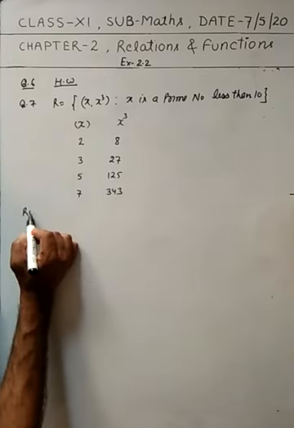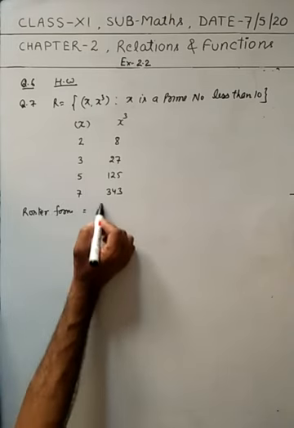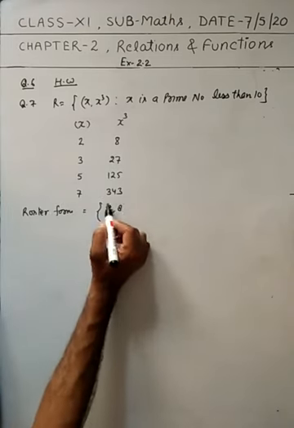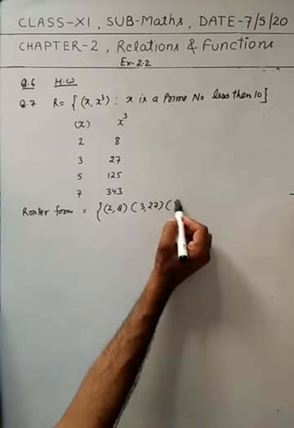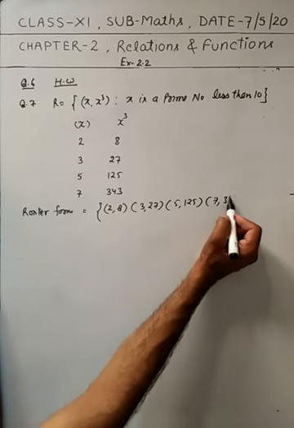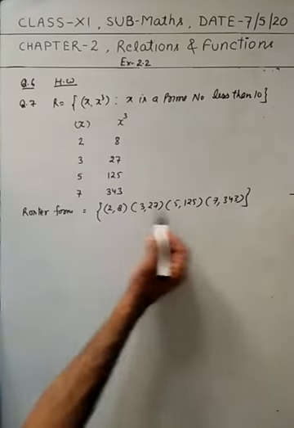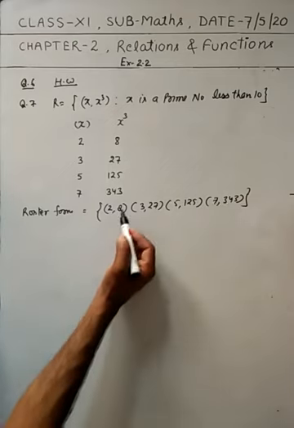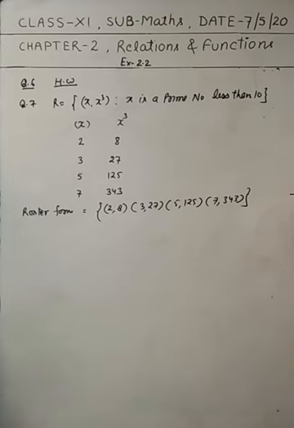So its roster form is (2,8), (3,27), (5,125), and (7,343). What about the domain? 2, 3, 5, 7. What is the range? 8, 27, 125, 343. I think it is clear to you.